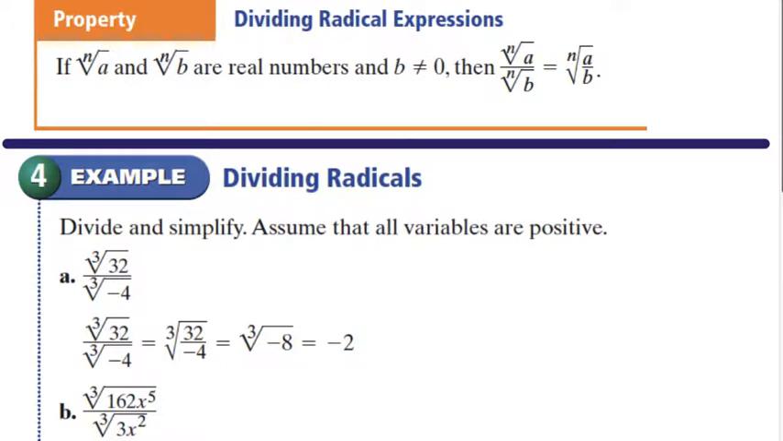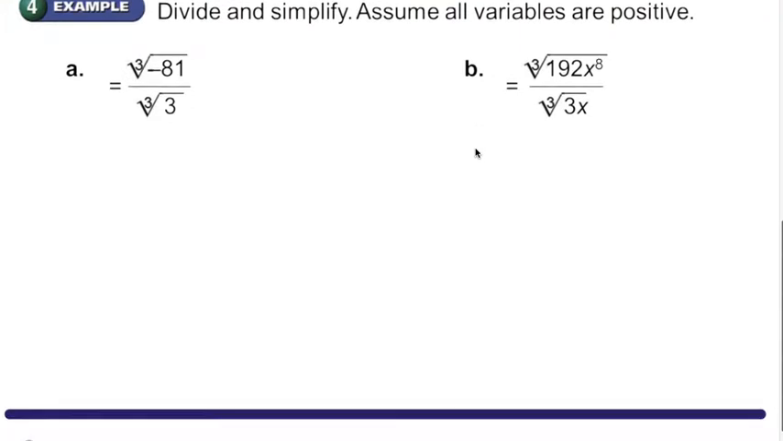Just like with multiplying radical expressions, you have to have the same root. You can't do square root divided by cube root, or fourth root divided by cube root. It has to be the same root. It also has to be possible for you to take the root of whatever the number is. Like that first example we had from part 1, we could not take the square root of -4, so therefore we knew it wasn't going to work. Okay. All right, so let's take a look at our examples.